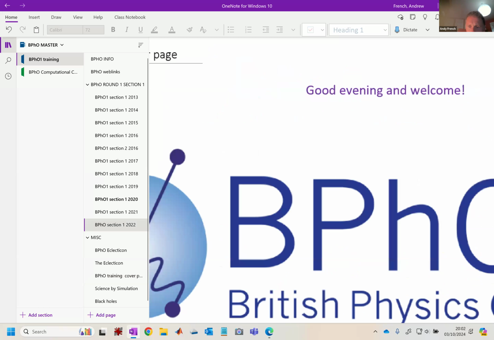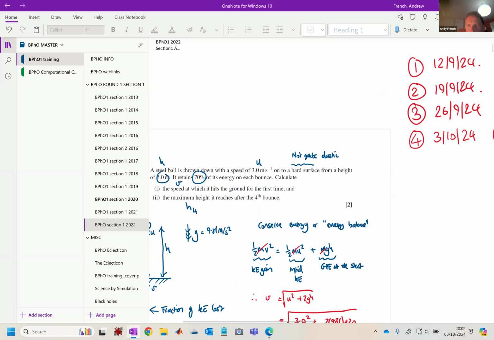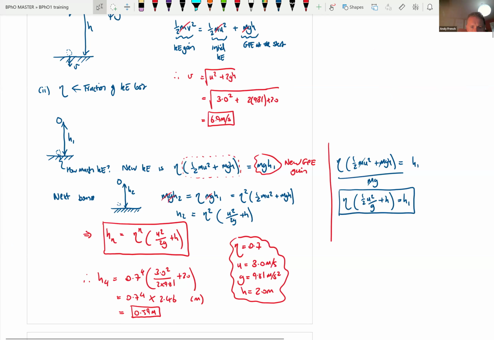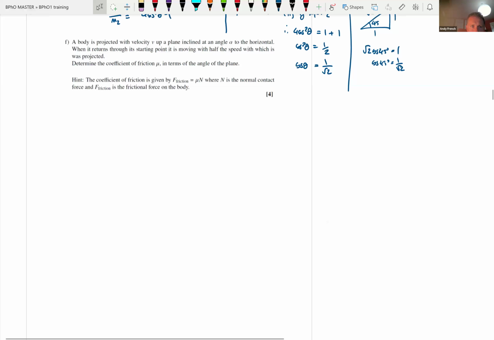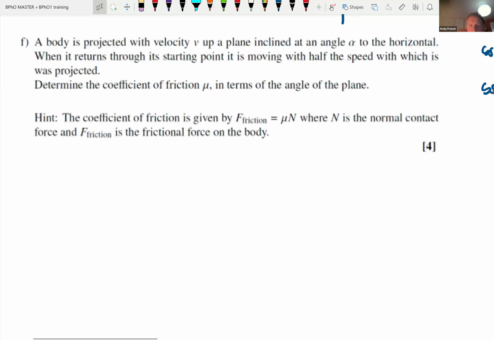So let's go and find out where we were. We're going to start with F. I'm just going to scroll down and we'll find that. Okay, here we go. Right, so we're going to start with some mechanics, an inclined plane. Let's just have a look what this is all about.